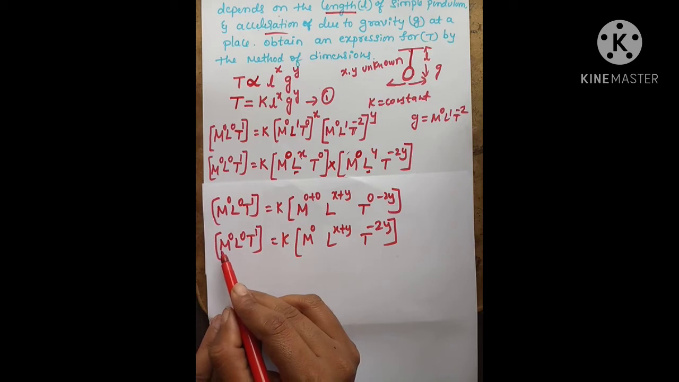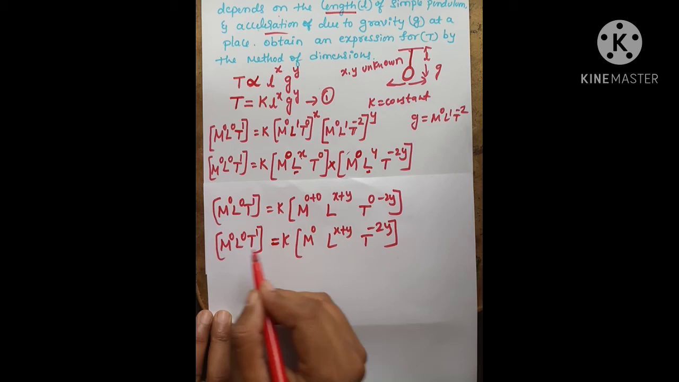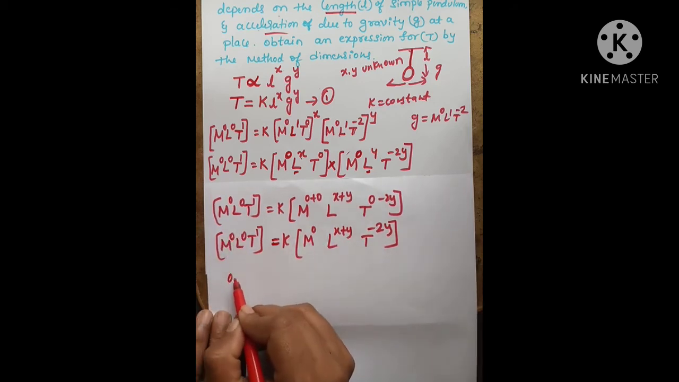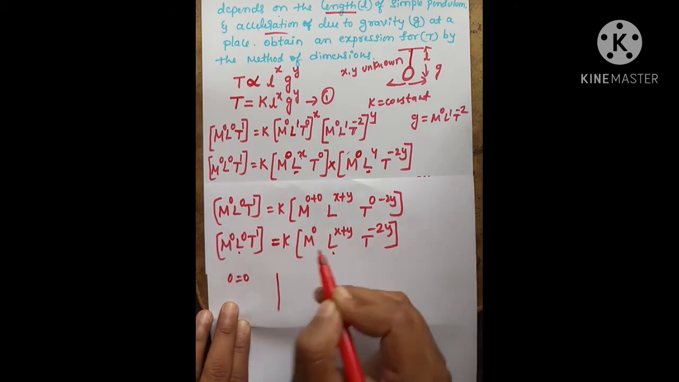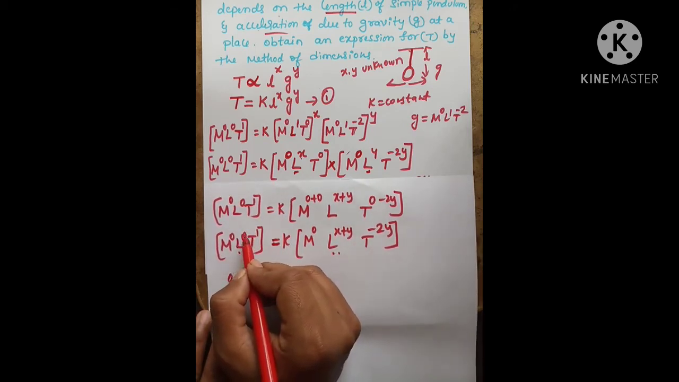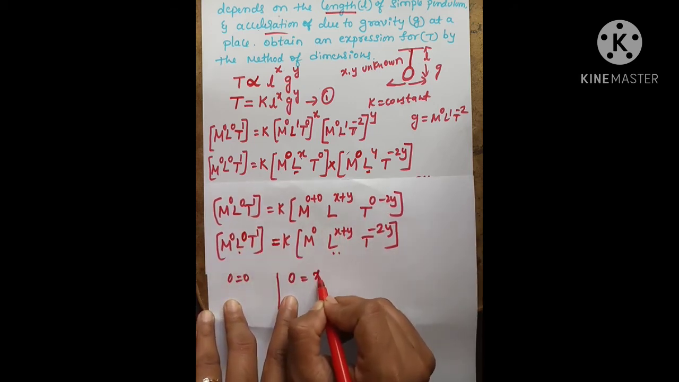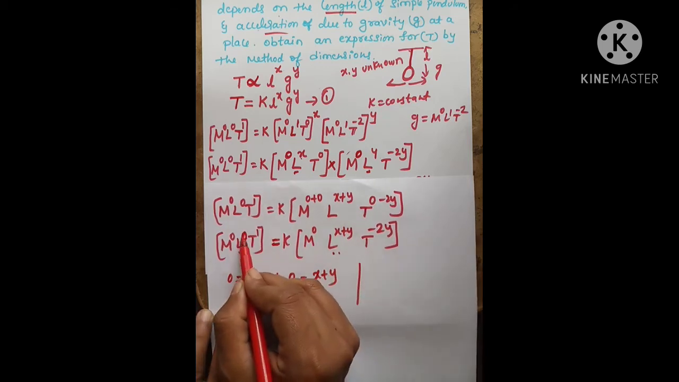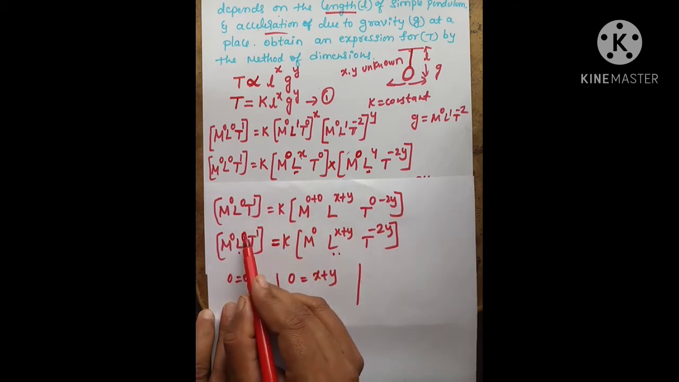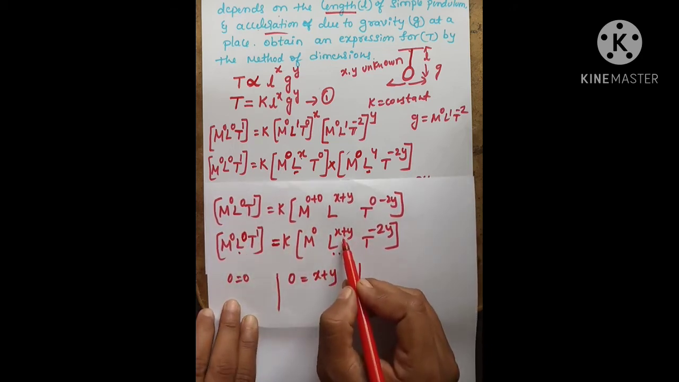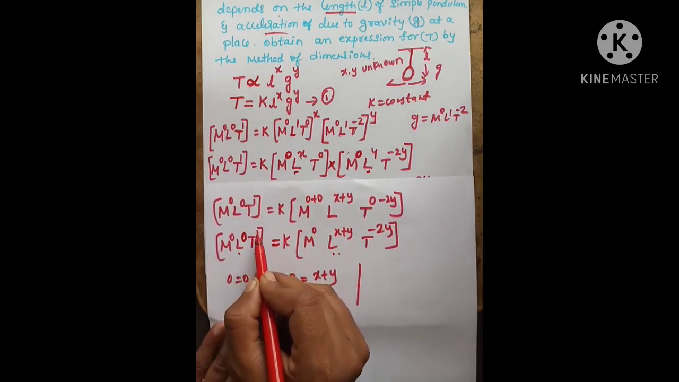Just compare the bases on LHS and RHS. Here also M, here also M is there. What are the powers here? 0 is equal to 0. Just compare the powers. Here L is there, here also L is there. In LHS, L has the power 0, and in RHS, L has the power x plus y. Got it? Just compare these powers. The bases are same, just compare the powers. In LHS it is 0, then in RHS it is x plus y. Similarly, t to the power of 1 is there.